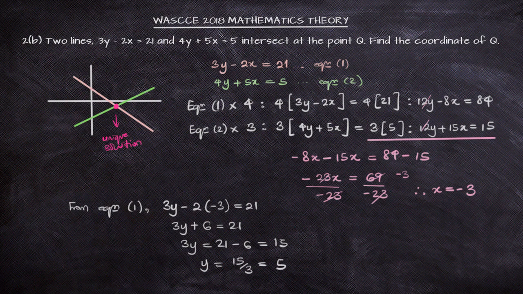So solving for x and y has given us the coordinates of the point Q where the two lines intersect, and that coordinate is (minus 3, 5). Alright.